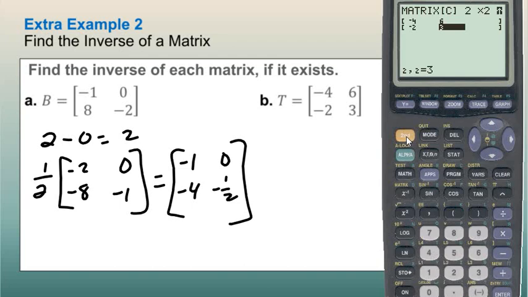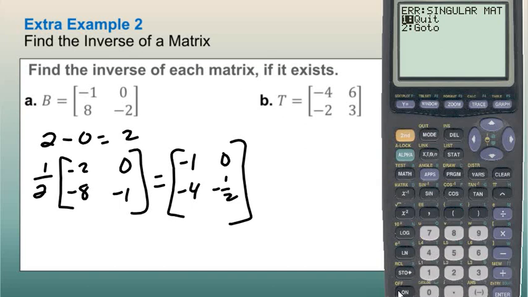So now if I go to second, quit just to get out and go back in. If I go to math, actually not math, so you go back to here, we're going to do number 3. And if I hit this button here, it's going to give me the inverse of that one, which gives me an error message.